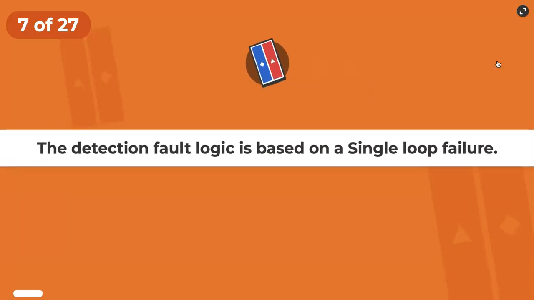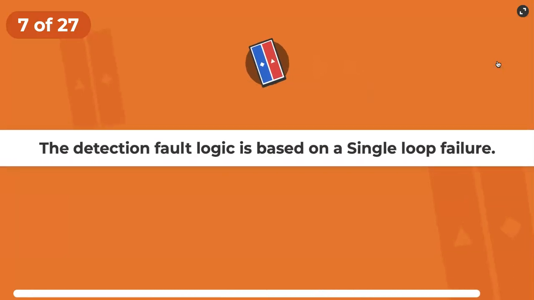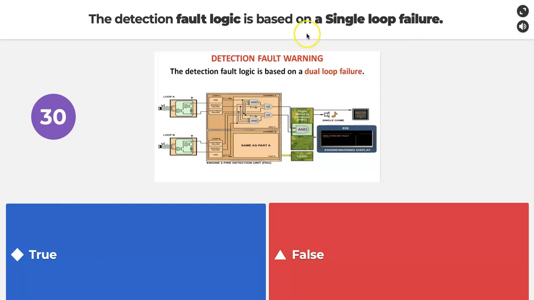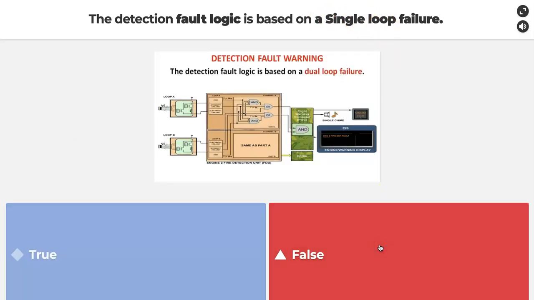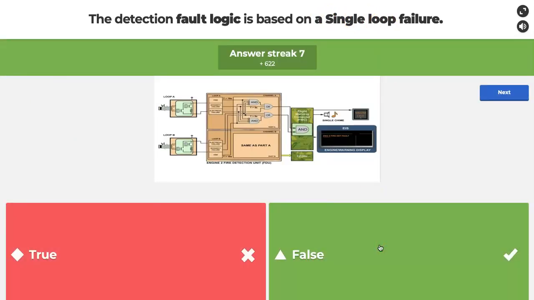Let's proceed. Question 7 of 27. The detection fault logic is based on a single loop failure. Detection fault logic. You will have on the ECAM detection fault. Detection fault meant that both loops are faulty, not one loop. So as you can see here, the detection fault logic is based on dual loop failure. So it's not a single loop failure, so this statement is false. Okay, perfect. Let's proceed.